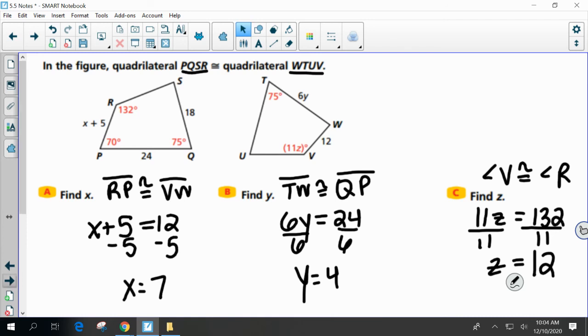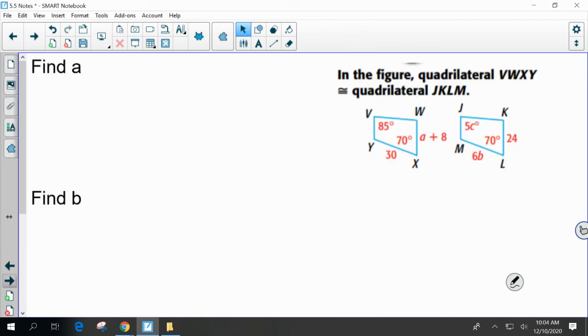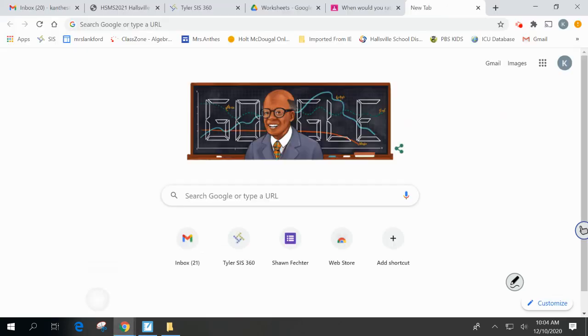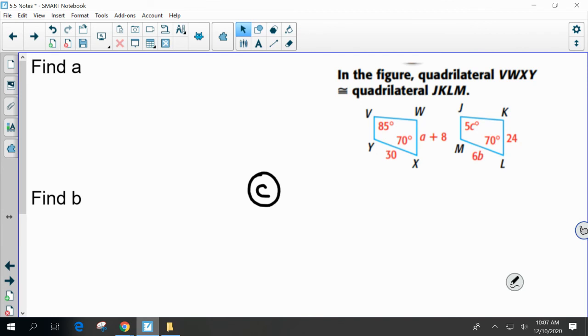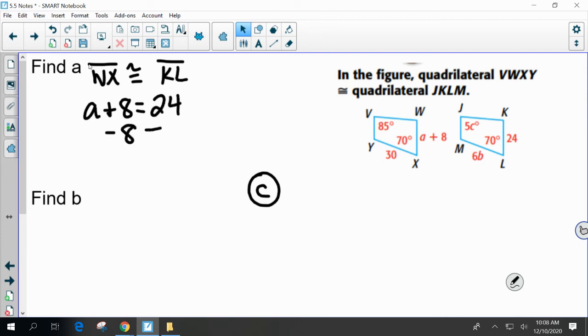Okay, so I would like you to pause your video and try to find A, B, and C. All right, so finding A corresponds with WX. So if you look at your letters, WX would correspond with KL. So A plus 8 would equal 24. So I would subtract 8 and get A equals 16.